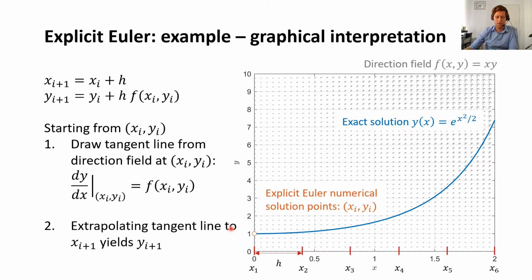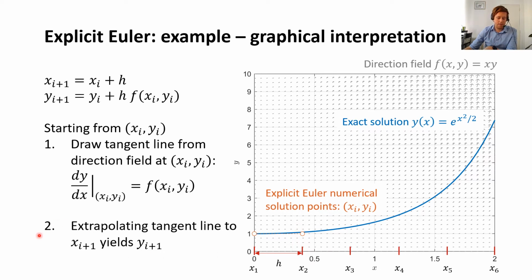So that's what we do. We draw this tangent line. And then we extrapolate this tangent line up until the next point in x, so up until x_i plus 1. So x1 was equal to 0. x2 is x1 plus h, where h is equal to 0.4 in this case. So 0.4 is somewhere around here. So that is where we will find our numerical solution in step i plus 1.